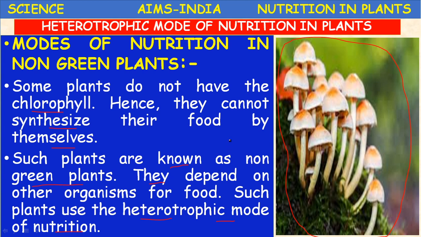Different examples: fungi undergo saprophytic nutrition, and certain plants called parasites undergo parasitic nutrition. They also depend on other plants, like a host and parasite relationship there. Next, insectivorous plants. It is also a certain group of plants which feed on insects to fulfill their nitrogen requirement. So the heterotrophic mode of nutrition is seen in non-green plants.